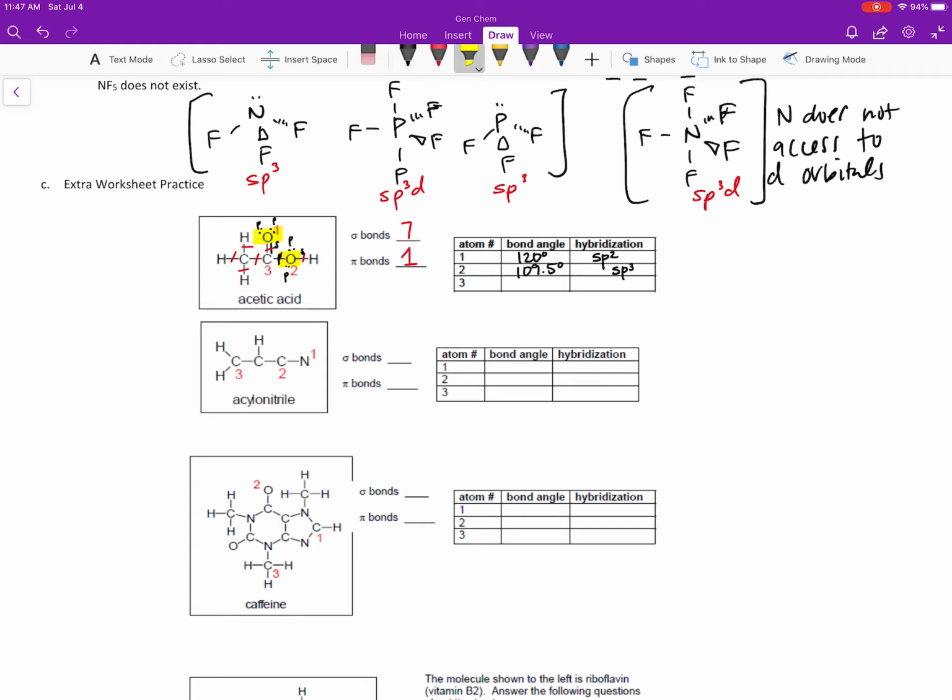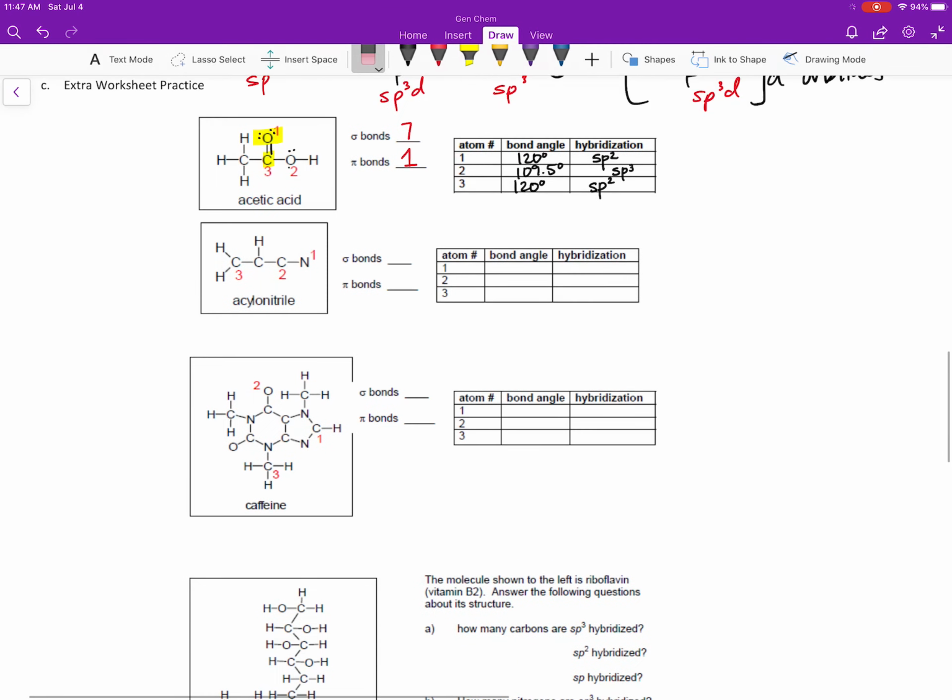The last one is atom number 3. So this is going to be sp2 hybridized, and we're going to predict a bond angle of 120. So to identify the hybridization, remember that each lone pair, each bond, each double bond, each multiple bond is going to count only as one. Just because there's a double bond doesn't mean it counts for more than one.